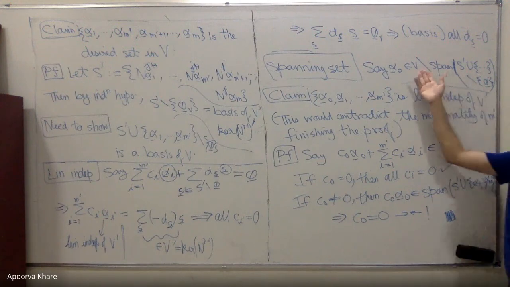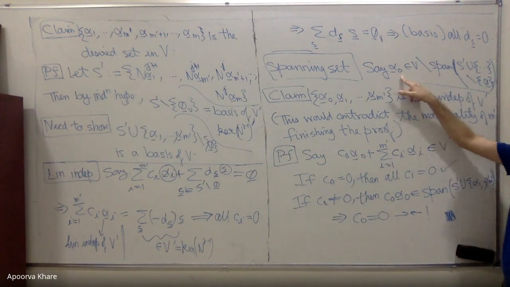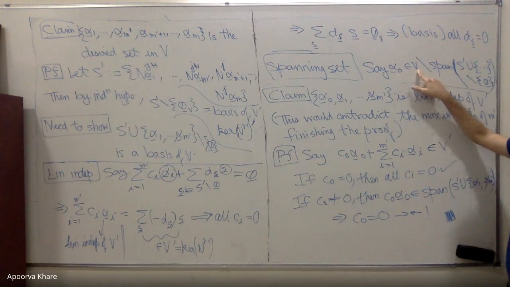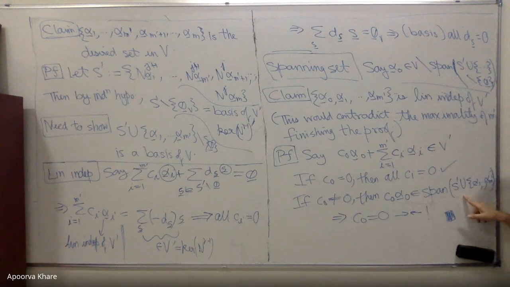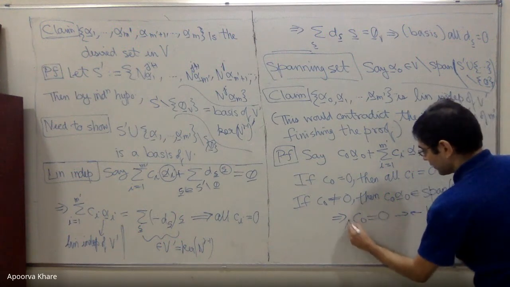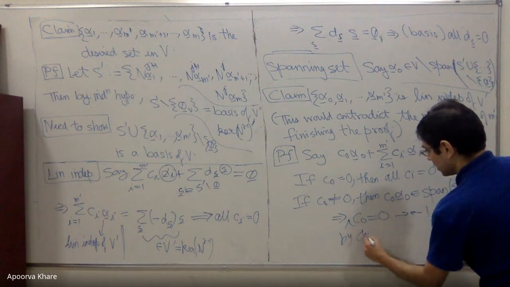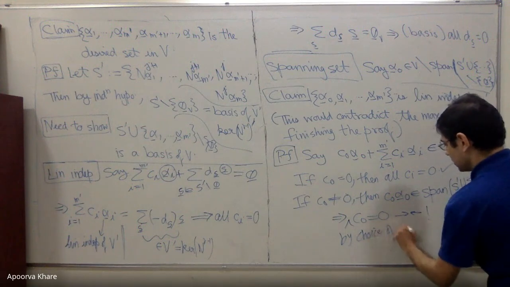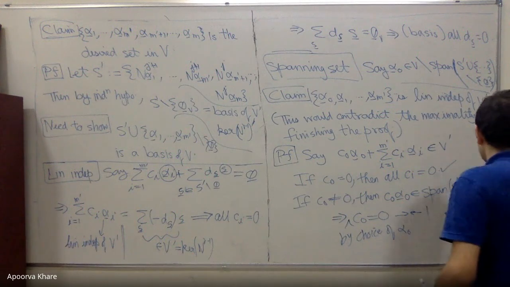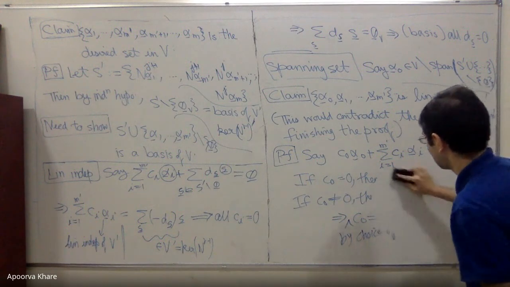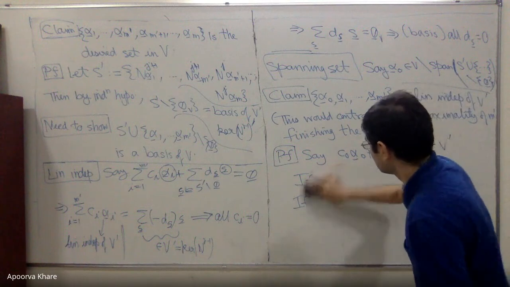That's obvious, right? What is the choice of alpha naught? Alpha naught is a vector not in the span of this. But C naught times alpha naught is in the span of this. How can this be my choice of alpha naught? Actually, okay, this proof should be simplified. That's the whole point. I wrote a horrible proof. There's not two different cases.